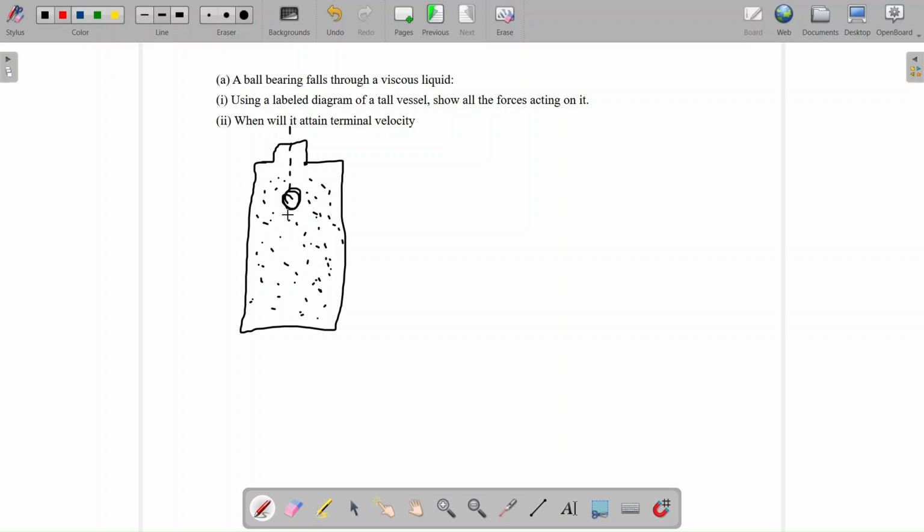So the question is, show all the forces acting on the ball. So there is a downward force, the force that is pushing it downward. This force is named the weight. The weight of the bearing is pushing it downward. Weight downward.